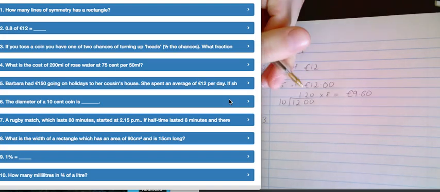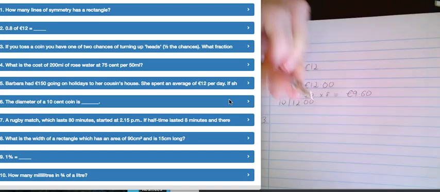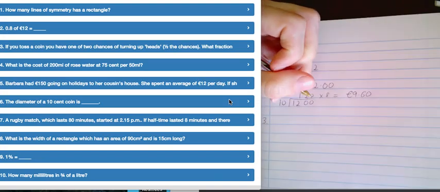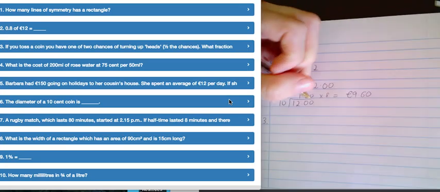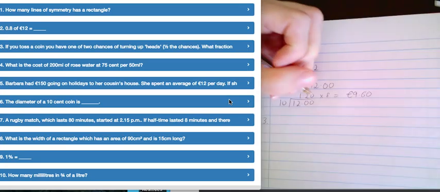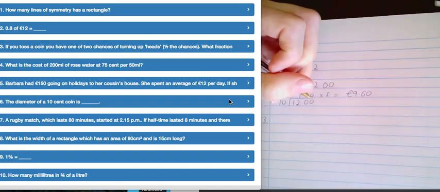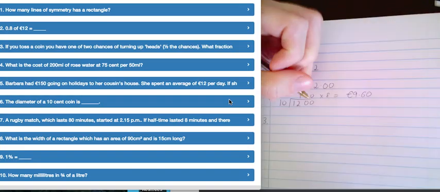Question 3. If you toss a coin, you have one of 2 chances of turning up heads, half the chances. What fraction of the chances have you of turning up tails? Well, there are 2 sides to a coin.